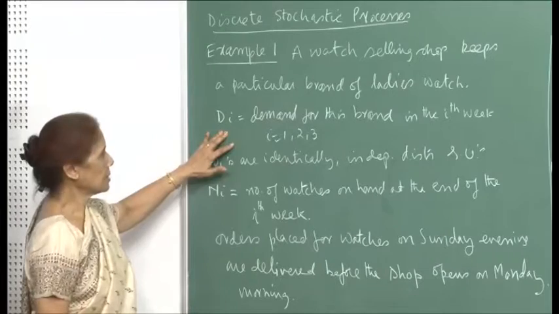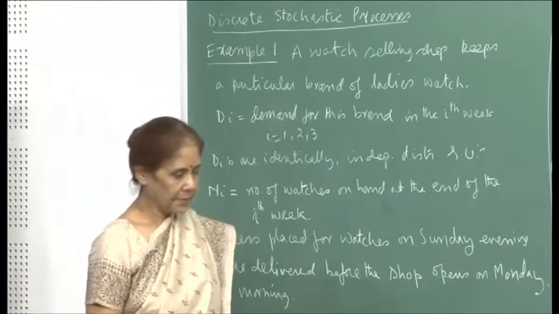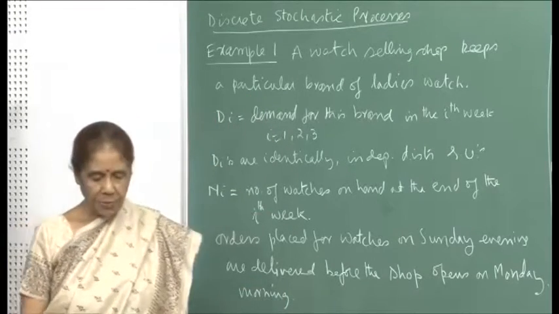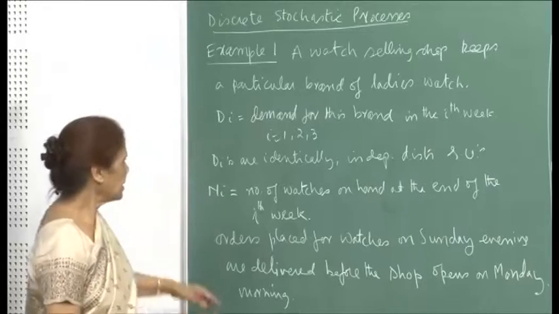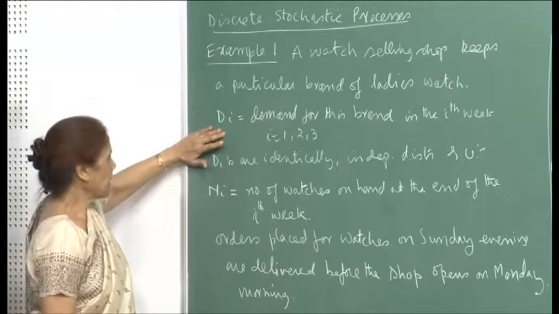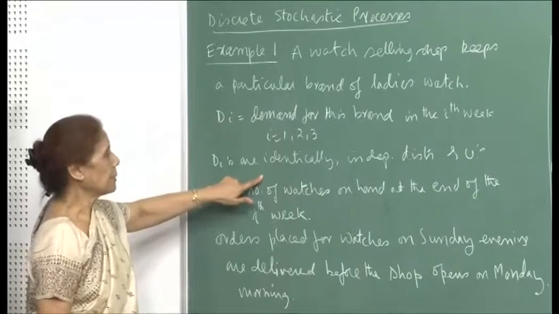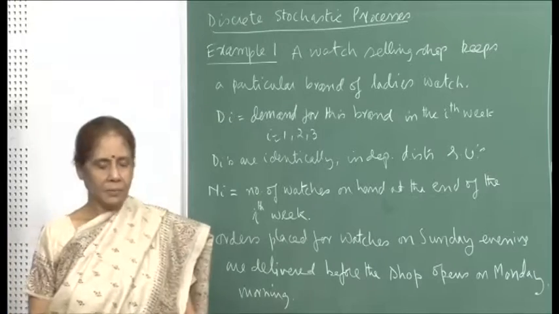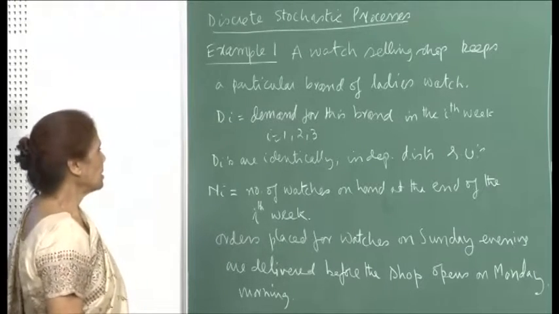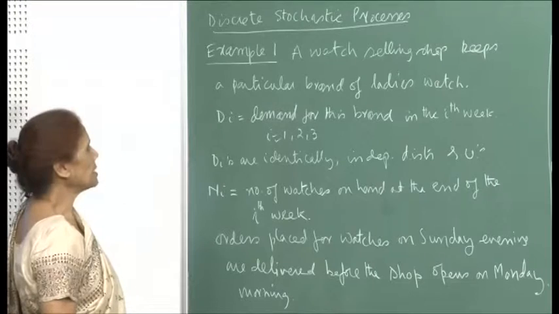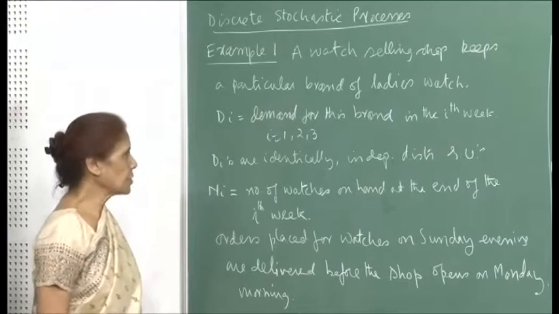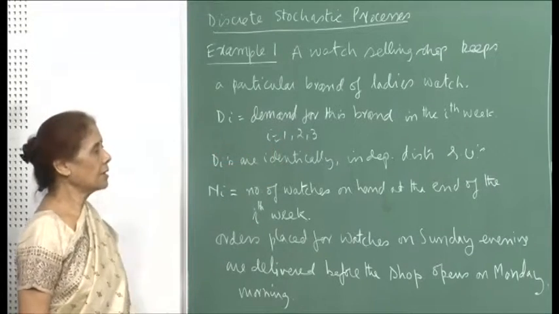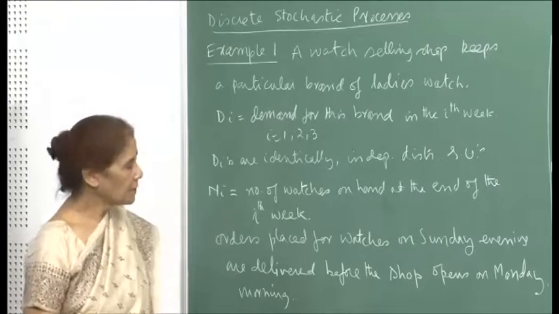The Di's are random variables, because the demands are not certain, because otherwise the shopkeeper's job would be very easy. So, here the Di's are random variables, and they are identically independently distributed random variables. So, this one simplification has been added here. The Di's are not known, they are not certain events, but they have the same distribution and are independent. That means the demand in the first week is independent of the demand in the second week and independent of the demand in the third week.